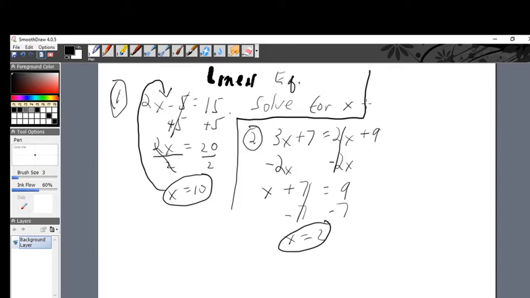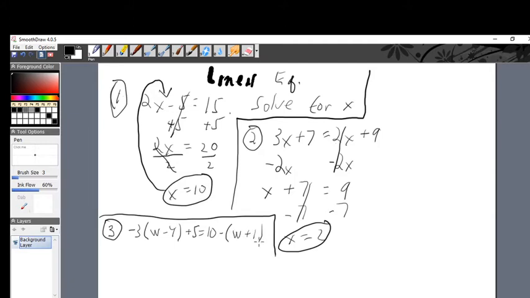What if we give now a little bit harder problem? Nothing terrible, a little bit harder. Problem number 3. Okay, here we go. What about minus 3 times the quantity w minus 4, that's all in parentheses as you can see, plus 5 equals 10 minus, and then another quantity in parentheses, w plus 1.